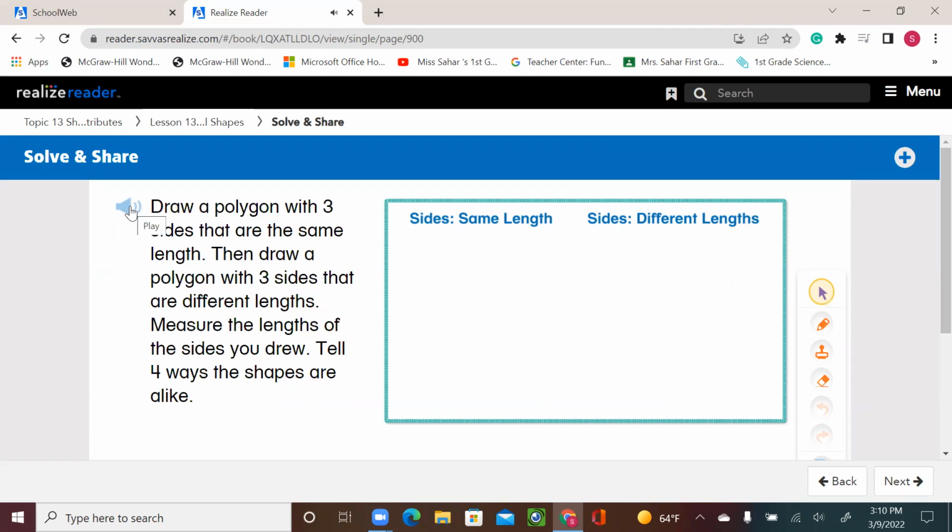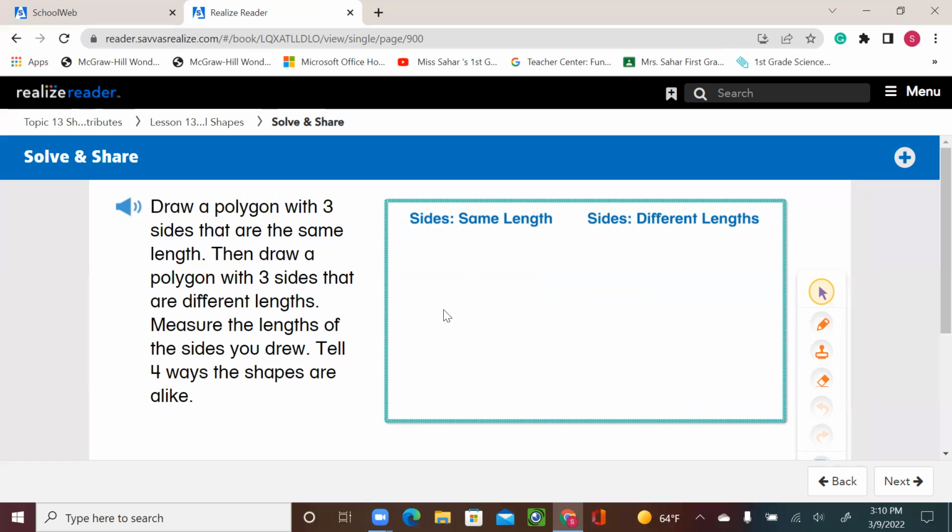Remember, we talked about the polygon, and we said the polygon shape is a plane shape that has 3 or more sides, and these sides are straight. So over here, draw a polygon with 3 sides. I know the shape with the 3 sides is a triangle, yes. So one with different lengths, and one with the same length. So over here we can just draw a triangle that has 3 sides that are the same length.